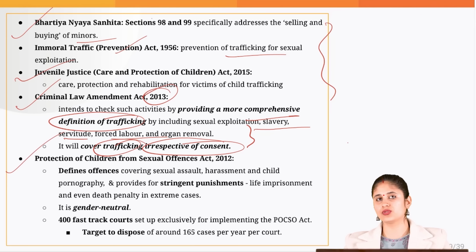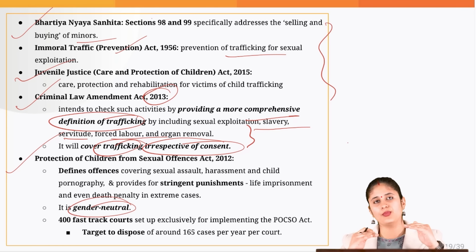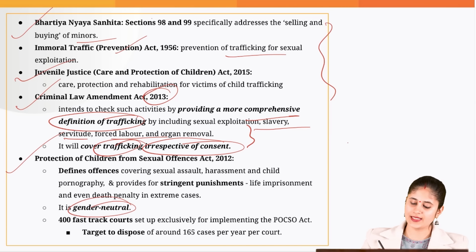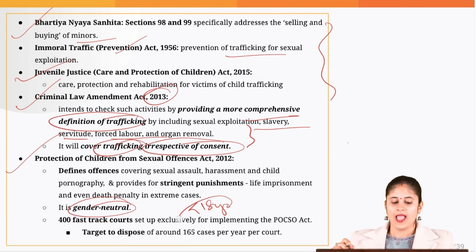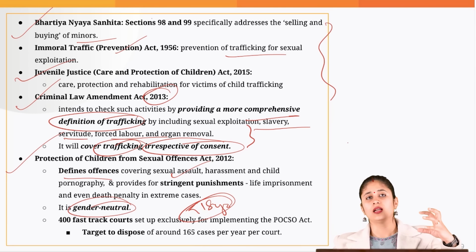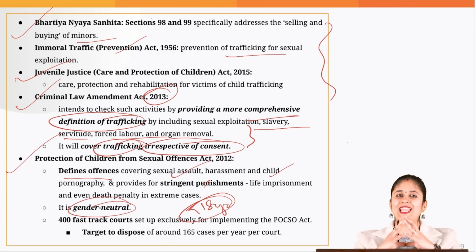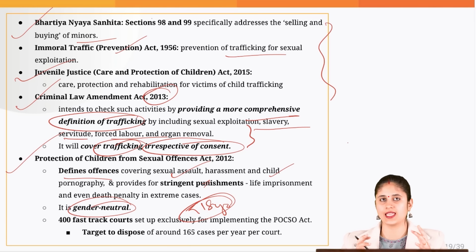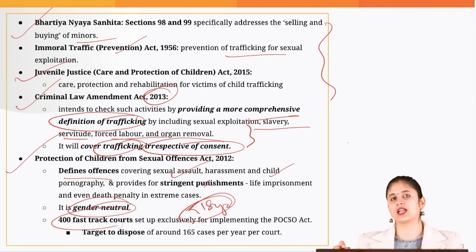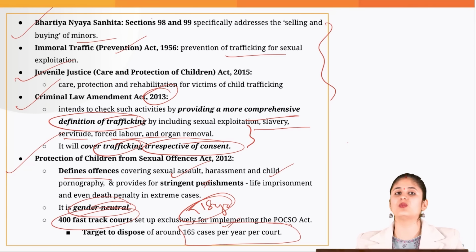Then we have the POCSO Act, and the best part of this particular act is it is gender neutral. So it protects the boys as well as girls who are less than 18 years of age. And it defines the offences. It covers sexual assault, having material related to child pornography, and it provided for stringent punishments also. And in order to ensure expedited disposal of these cases, we have set up 400 fast-track courts, and these courts have been given the target that on a yearly basis each court has to ensure that they dispose of 165 cases.